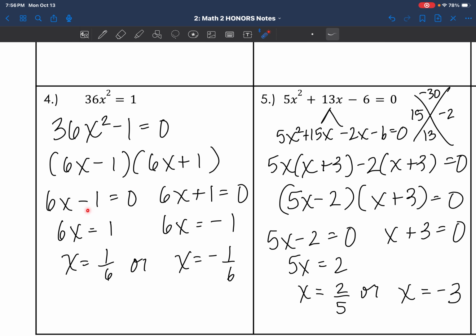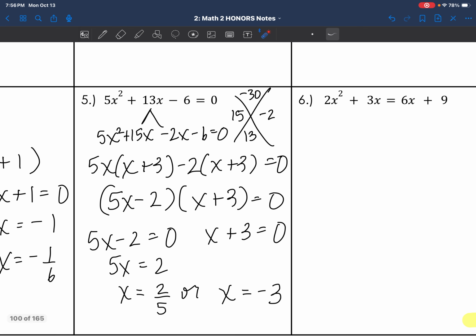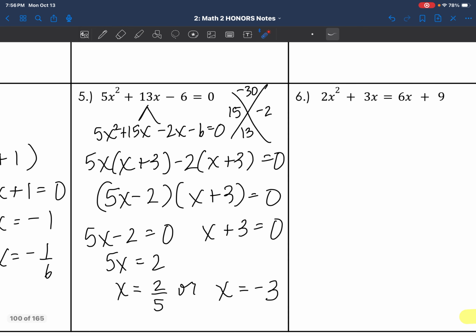And add 1, and then divide by 6. Same thing here, but we subtract 1, and then divide by 6. So you get x equals 1/6 or x equals negative 1/6. Now this one looks a little crazy. It's not too bad though, it's just extra steps.